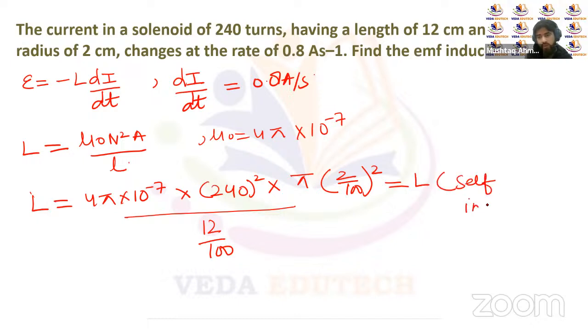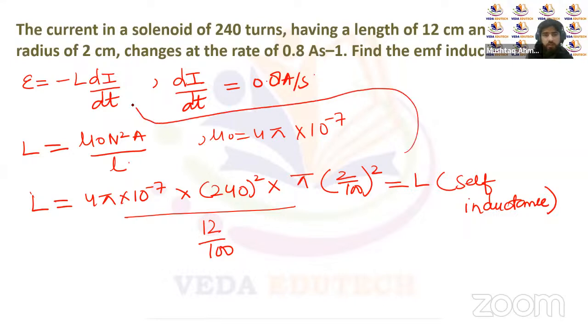Now substituting the value of L, the self-inductance, into this equation directly, we'll get the value of the EMF induced inside this solenoid. So this will be the self-induction for this solenoid, right?